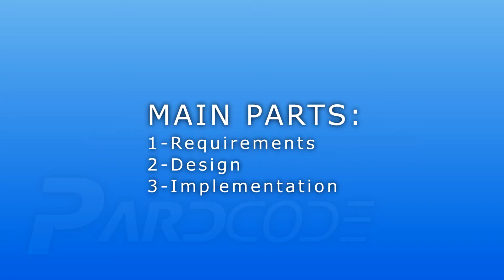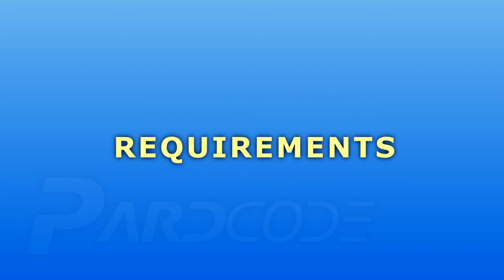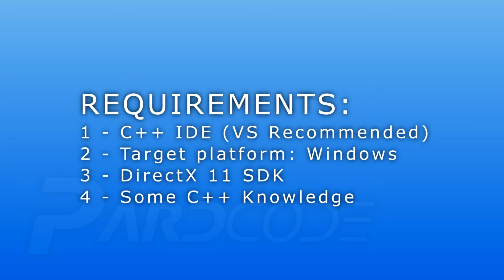As always, we will face three main parts: requirements, design, and implementation of all the necessary things to create a point light. So let's start with the requirements. We need a C++ IDE, Visual Studio is recommended, the target platform is Windows. We also need DirectX 11 SDK, and last but not least, a bit of knowledge of C++ programming language is recommended. Now we can start the design part.